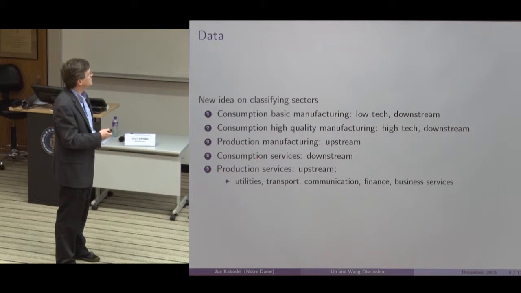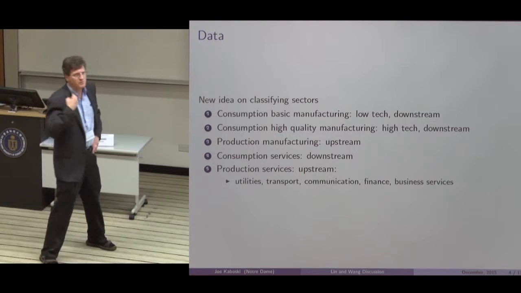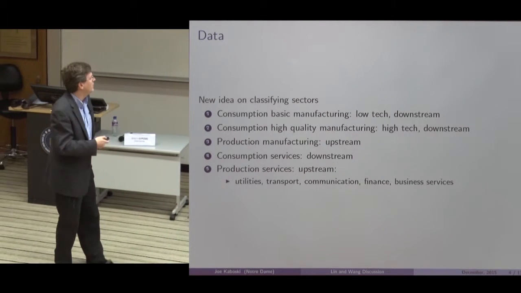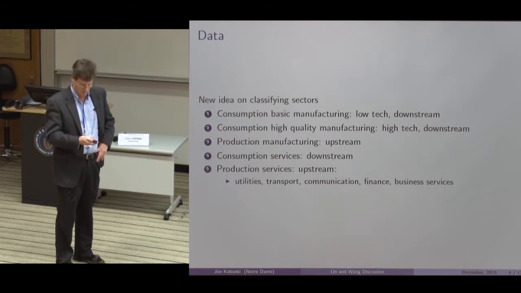Consumption services, which is downstream. And then the focus of the paper really is this production services, which are upstream services. And then what does this basically boil down to in terms of industries that we know? It's utilities, transportation, communication, finance, and business services.